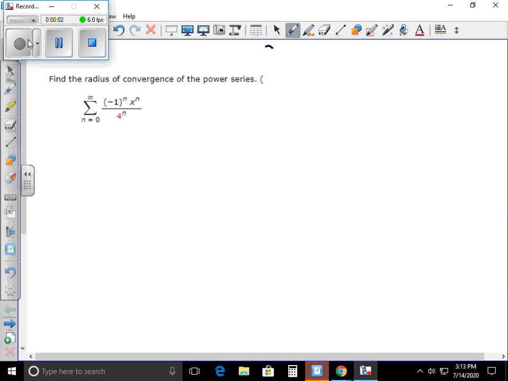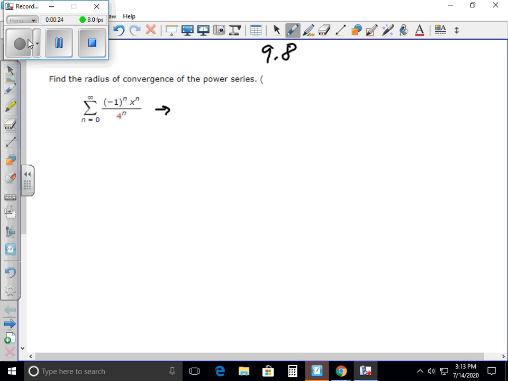In 9.8, we're going to be looking at the power series. So we were looking at series in general in the last couple sections before 9.7. And here is expressly what's called a power series. This represents a polynomial that goes on forever.